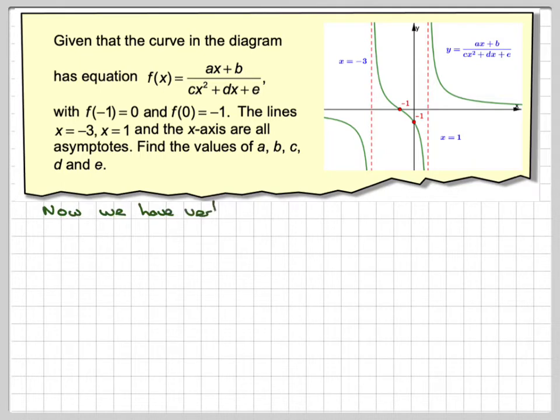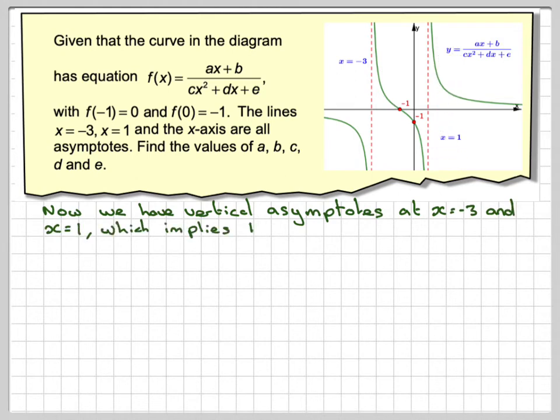So now we have the vertical asymptotes are x is equal to minus 3 and x is equal to 1. That implies the following, that the denominator of this cannot be equal to 0. So that helps us to find what c, d and e are. So if we take x equals minus 3 and work backwards, that becomes x plus 3. And x is equal to 1 and work backwards, that becomes x minus 1. And that cannot be equal to 0 because that represents the denominator. You can't divide by 0.